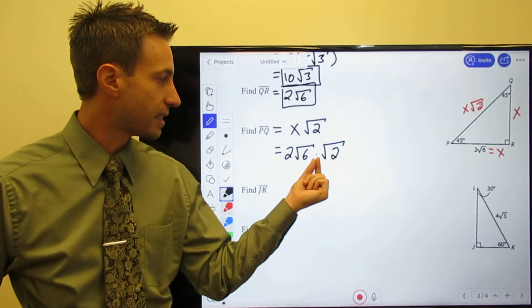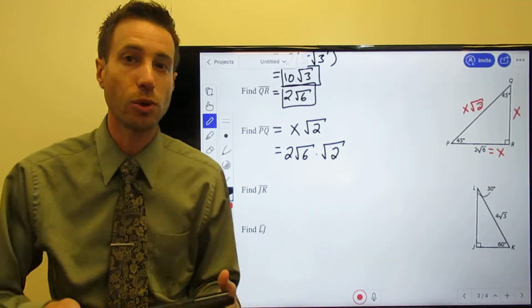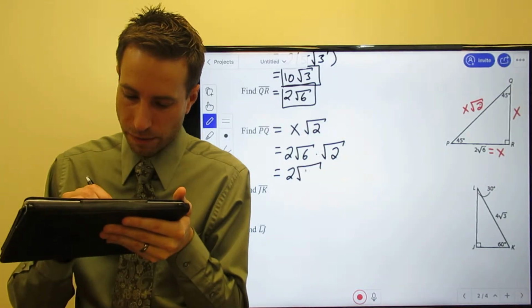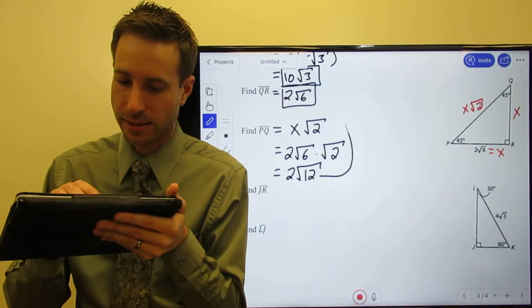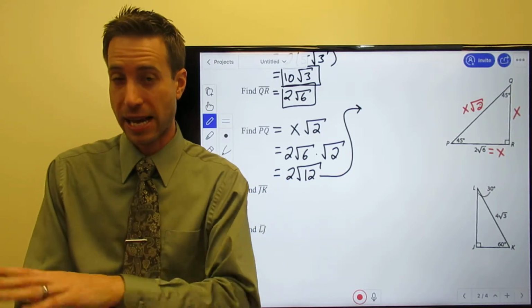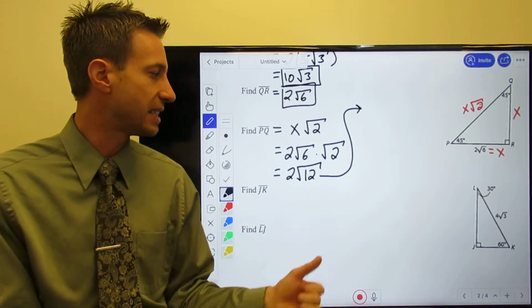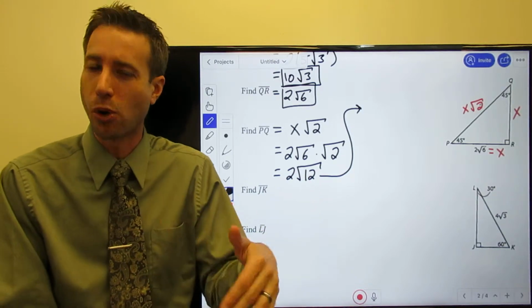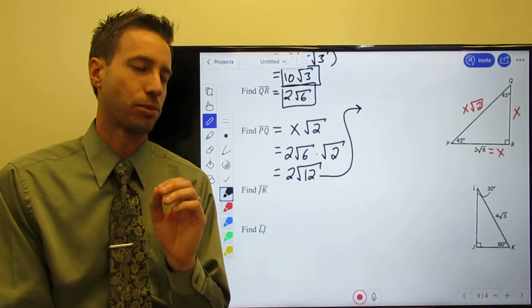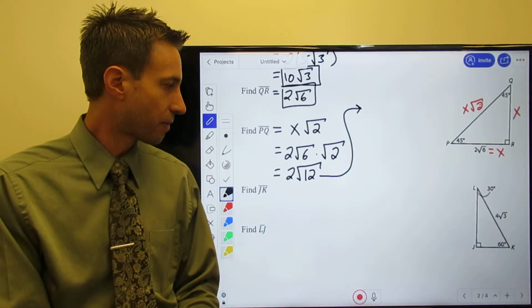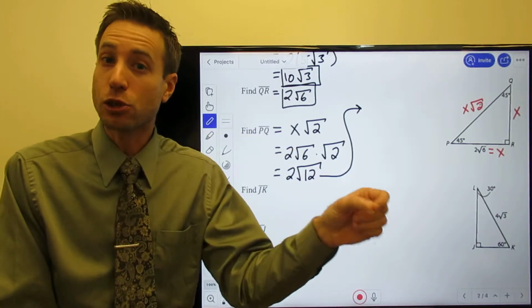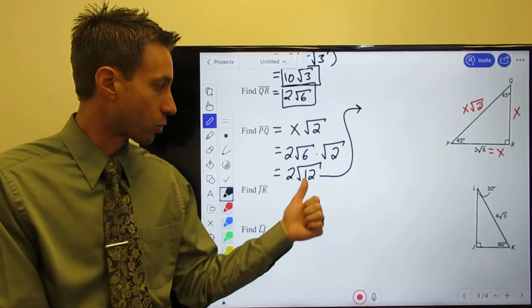Go ahead and multiply these guys together. 6 times 2 would be 12. So I wind up with 2 square roots of 12, and yes, just like we've been doing over the last couple of chapters, we've been dealing with radicals more and more. We've been seeing them show up more and more, and we've had to simplify them, right? 12 is not a perfect square. But I can break 12 up into something that is a perfect square, right?